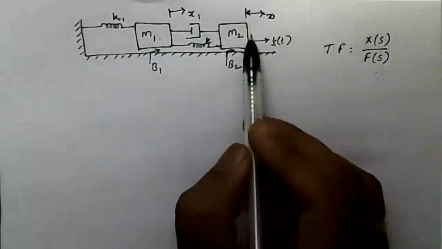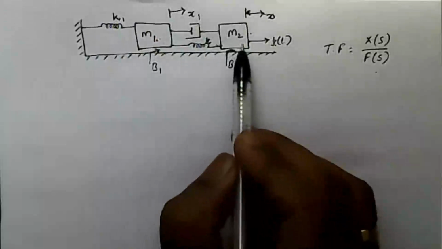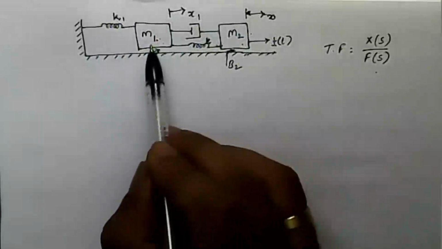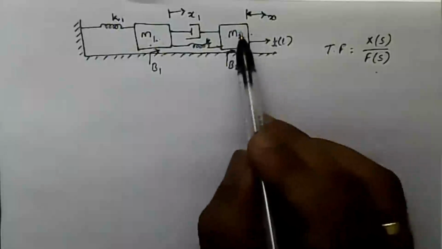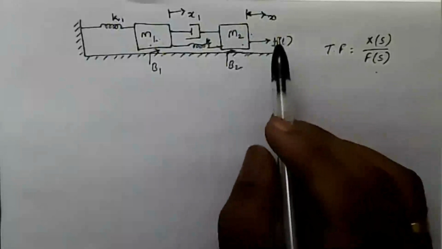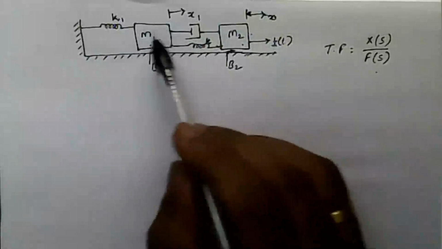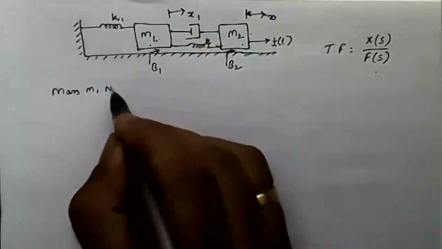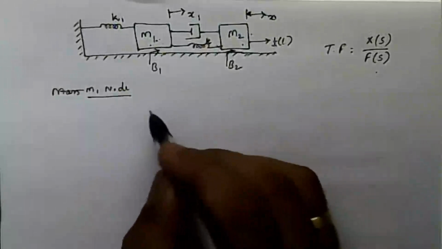The system consists of two mass elements, so the system gets two differential equations: one for the mass element M1, which is one node, and another one for the second node, M2. First of all, I am going to write the differential equation for the M1 node. First, draw the free body diagram.